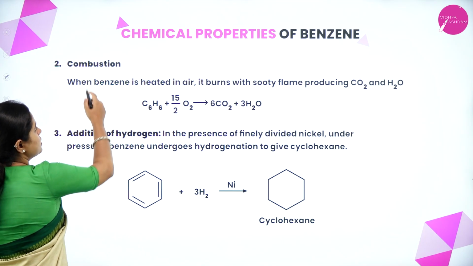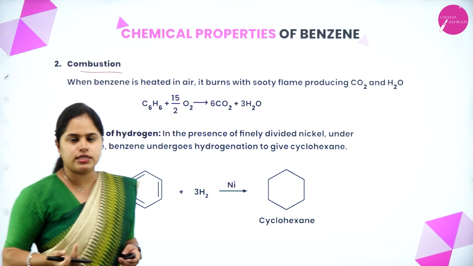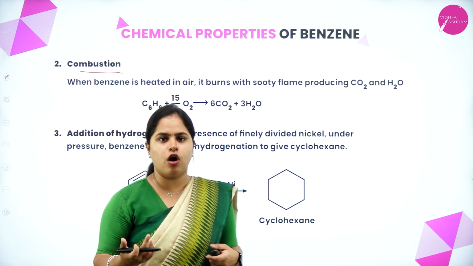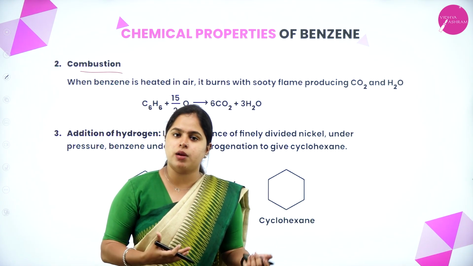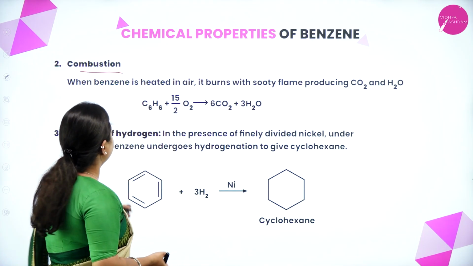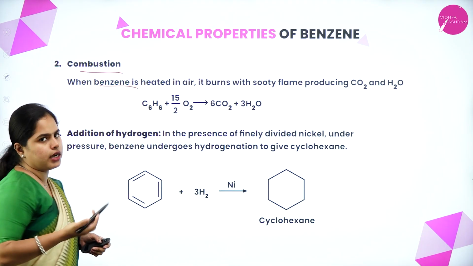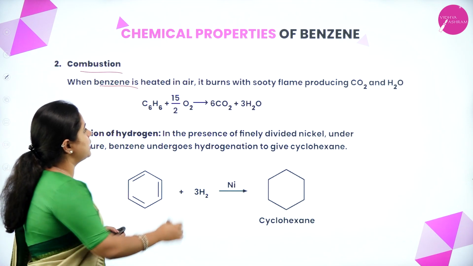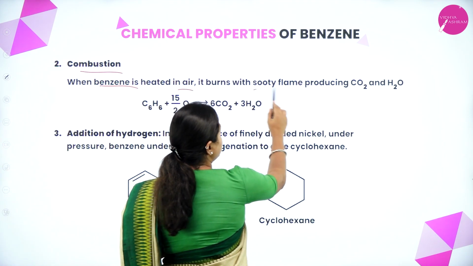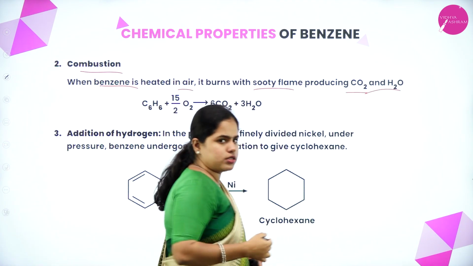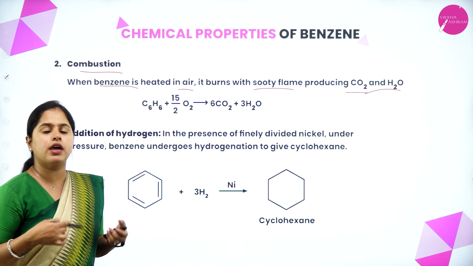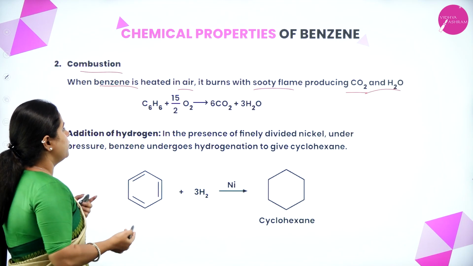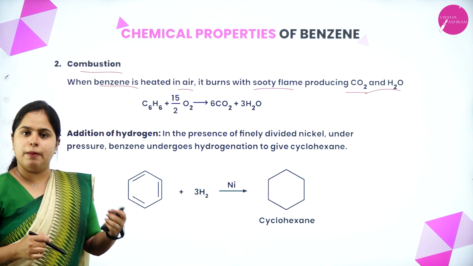Now the next reaction is combustion. You already know what combustion is. Yes, combustion is the burning of substances in excess of oxygen, and the products will be carbon dioxide and water, right? We are talking about aromatic hydrocarbons. When benzene is heated in air, it burns with a sooty flame producing carbon dioxide and water. So in excess of oxygen, when we burn benzene, we get carbon dioxide and water.